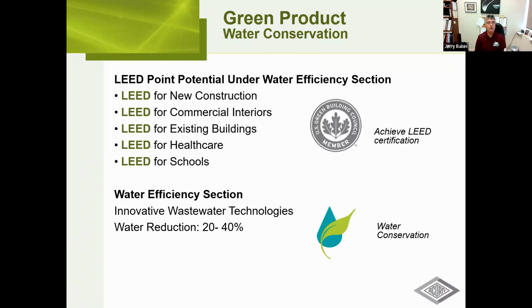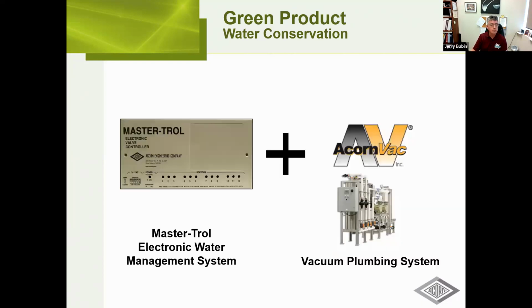Again, on the green product, you earn LEED points under water efficiency selections for new construction, commercial interiors, existing buildings, healthcare, and mental health applications would be a good use for it. Schools, again, water efficiency for innovative wastewater technologies, water reductions from 20 to 40%. Again, your Master-Trol can be tied into vacuum plumbing as an option where it could be used. We've done facilities where they've got vacuum plumbing in cells, and having Master-Trol to control all that.